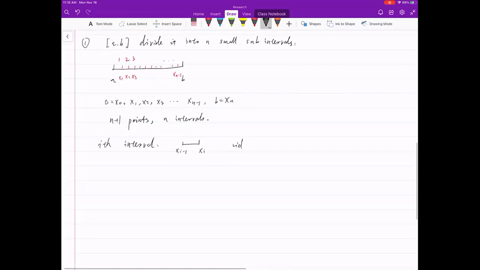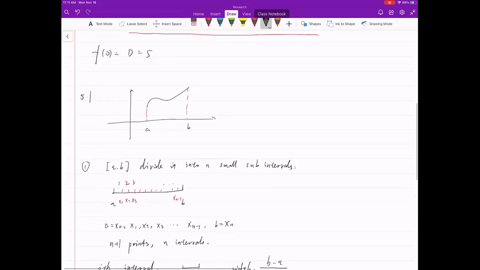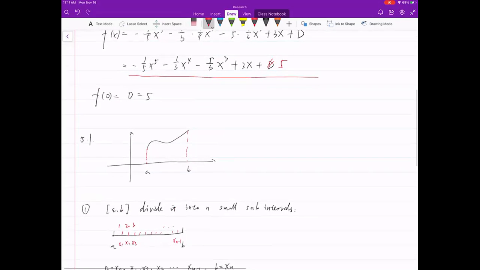The width of each interval, if you take equal width, is going to be the total length divided by n. We need this because this will be the width of the rectangle eventually. We need it to calculate the area. So that's the first step. Everything up to here is done.